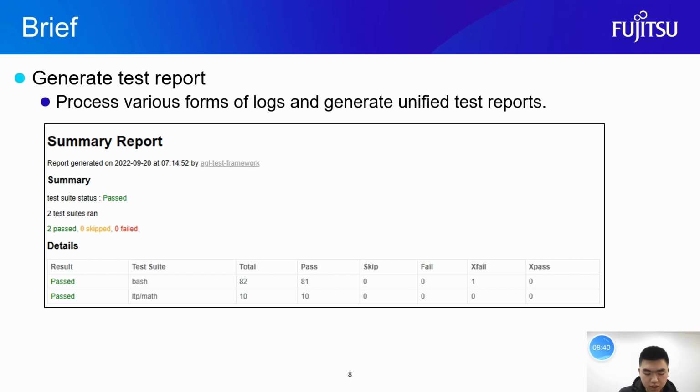The third part is a table that describes the result of a test suite in detail. The first column of the table describes the final return status of a test suite. The second column is the name of the test suite, and the third to sixth columns record the total number of cases running in the corresponding test suite, and the number of cases that pass, skip, fail, xfail, xpass in the test suite.